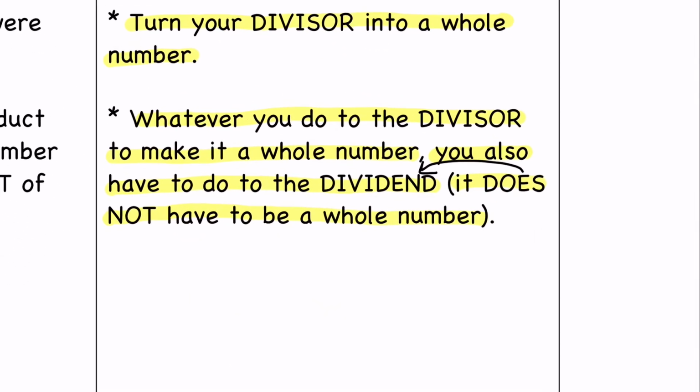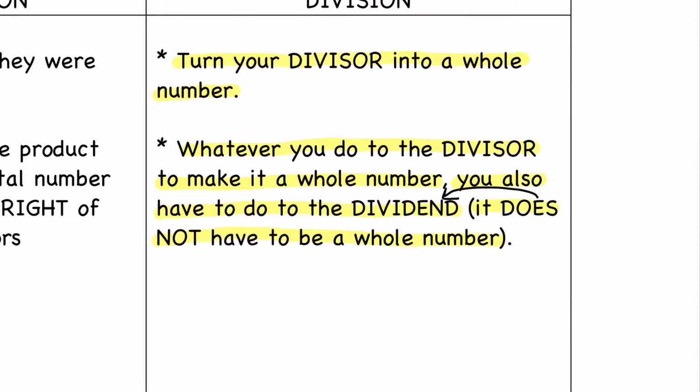So, when we're looking at a division problem, the divisor is the number outside of your division symbol. It's also the second number in your division problem if it's being written out horizontally.